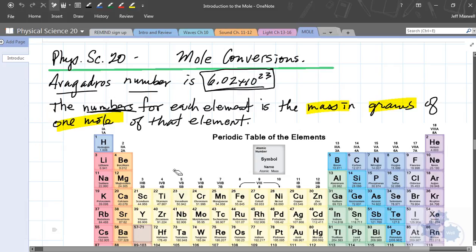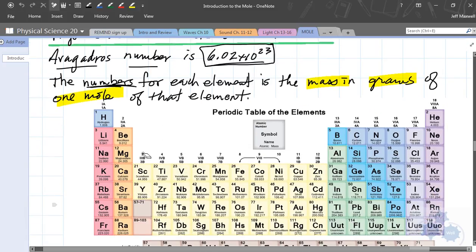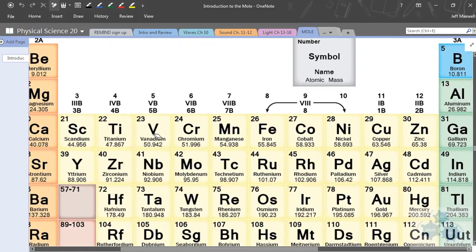So what I want you to do is look at this periodic table, and I want you to notice, first of all, the numbers. You see all the numbers there? Now these numbers, you may or may not know how they are calculated or what they mean. But each proton in, let's say, vanadium, so let's focus in on vanadium here, is one atomic mass unit, okay?